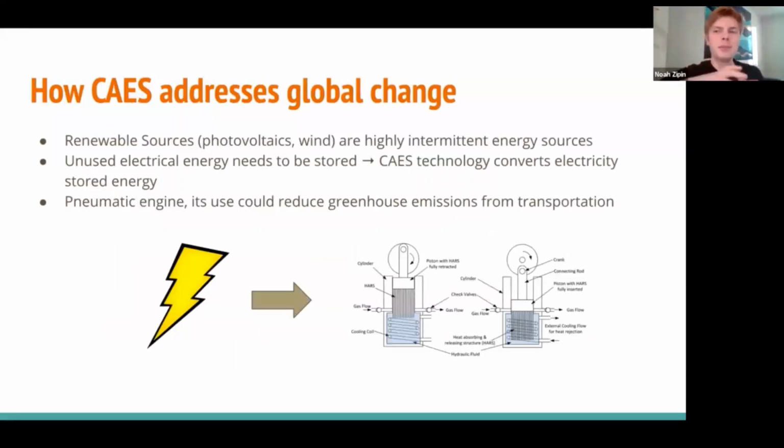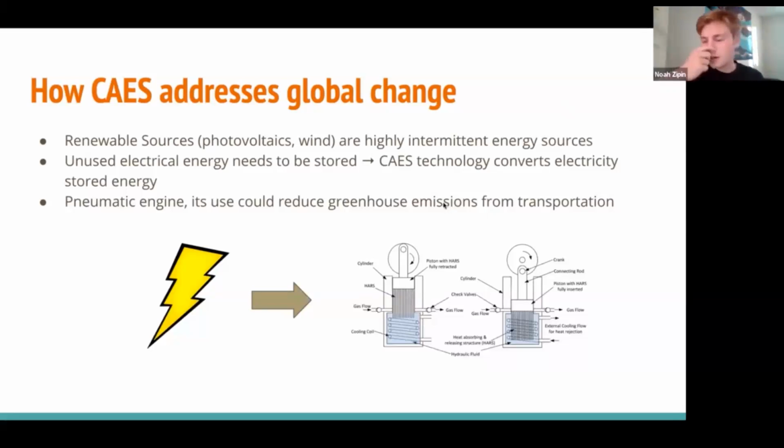So that's great. We have this compressed air energy storage. We're going to take this electricity, convert it to this potential energy in terms of pressure. But how does that address global change, the climate warming? Well, like Braden mentioned at the beginning, renewable sources as a whole are highly intermittent on average, something like solar, right? What if it's cloudy outside? You don't get the same effect. What if the wind's not blowing? You don't get your wind energy, right? So we need some way to store that energy, and that's how compressed air energy technology converts electricity into stored energy. Obviously, there are other systems by which we can do that, for example, like a battery, but we'll talk about that a little bit later.